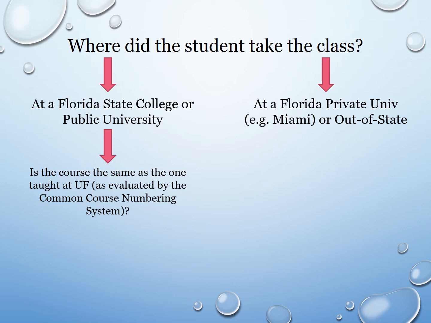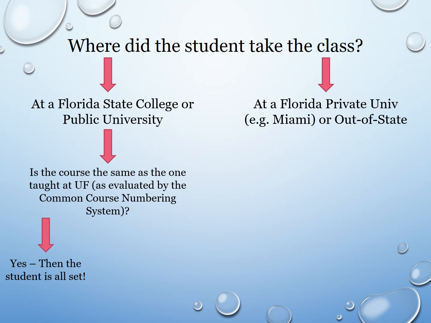Our next question, now that we've established where they took it, is: is this course the same as the one taught at UF as evaluated by the Common Course Numbering System? That means, does it have a course equivalent here at the University of Florida? Does it have a prefix and last three number match to us here at UF? And if so, then the student's all set. We don't have to worry about anything. It's automatically being evaluated, reviewed, and accepted as the equivalent course at UF.